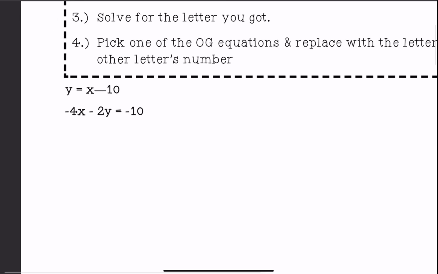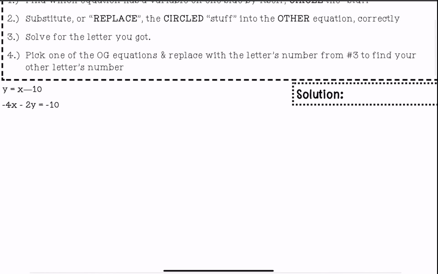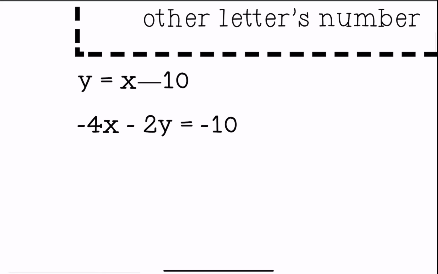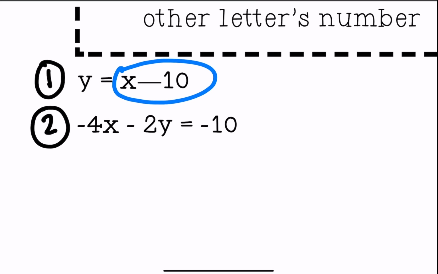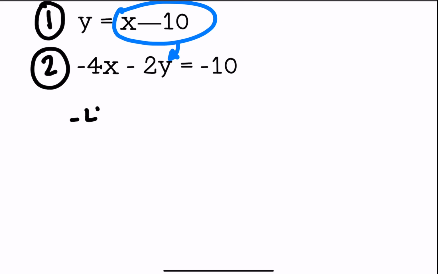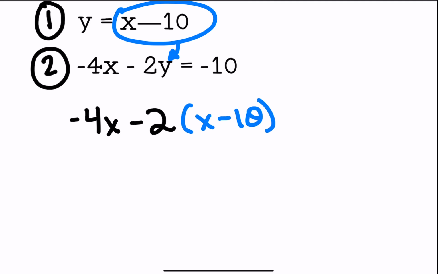Okay, so let's do it. First things first, when you write a solution, it's going to be an x comma y. And I like to label my equations, so this is my first, this is my second. My first equation has y equals stuff, so I'm going to take that stuff and plug it into my other equation. So we have negative 4x minus 2 times the stuff, which was x minus 10. You take all of the stuff, not some of it, not part of it, all of it.